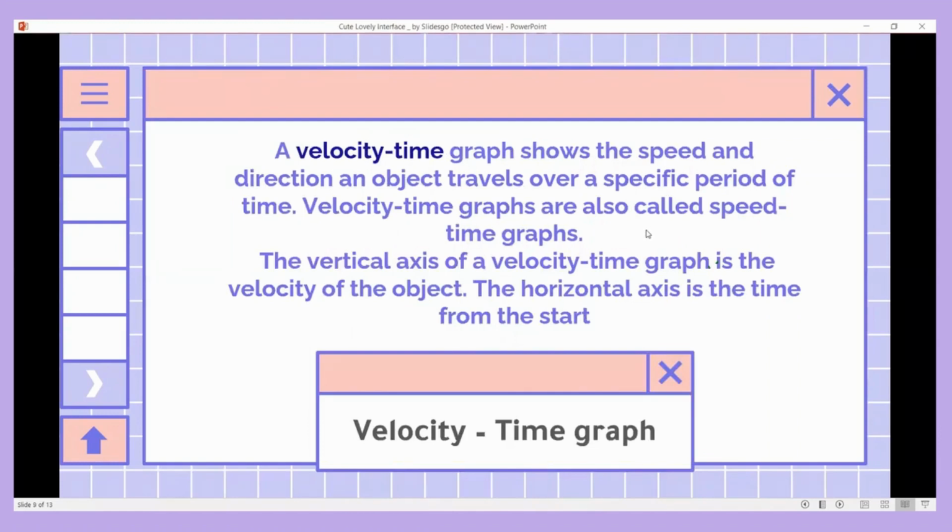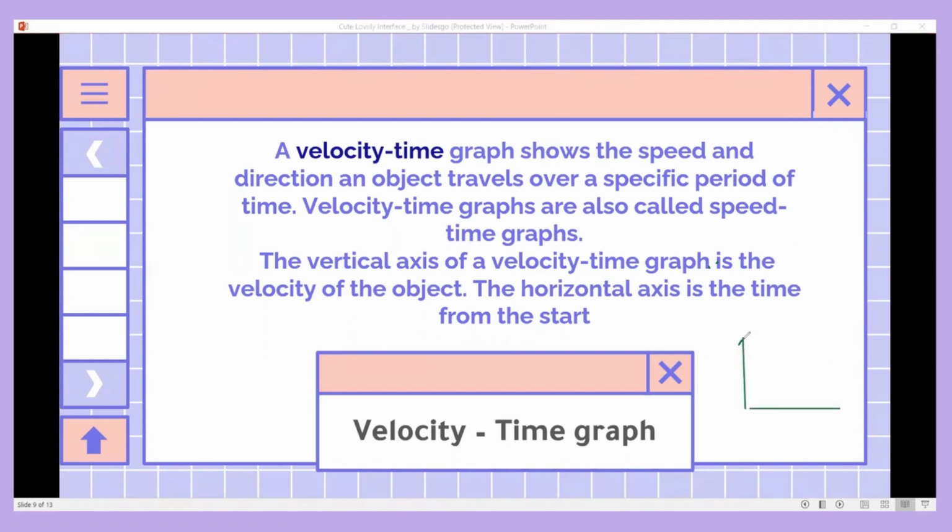We are now moving to the velocity time graph. A velocity time graph shows the speed and the direction of an object that has been traveled by this object over a specific period of time. And in the VT graph, we have velocity in the y-axis and time in the x-axis.